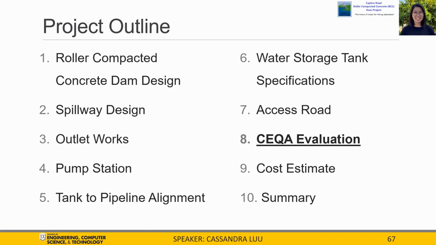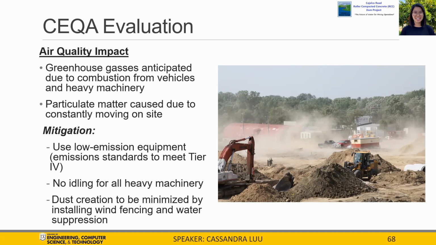We would now be moving on to the ZIKA evaluation. The air quality would be impacted due to the combustion from vehicles and heavy machinery throughout the whole construction phase. Particulate matter would also impact the air due to the constant moving on site. The mitigation measures are to use low emission equipment that meet Tier 4 emission standards, minimize idling for heavy machinery, and minimize the dust by utilizing equipment such as water suppression and wind fencing.